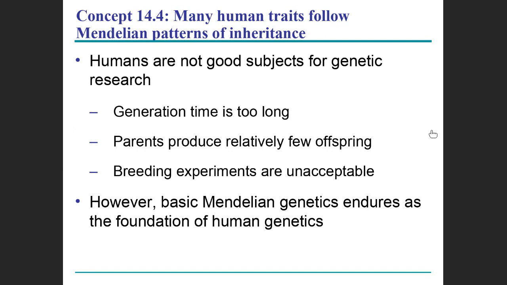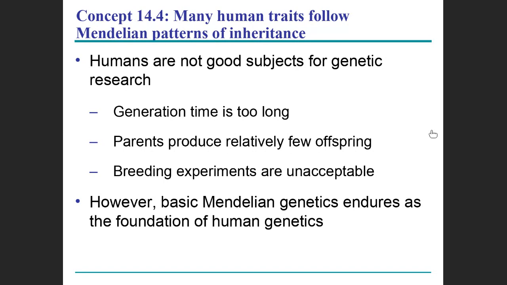Humans are not good subjects for genetic research, right? One, our generation time is too long. It takes too long to create a baby. It takes too long for that baby to reach sexual maturity and then have more offspring, right? Parents produce relatively few offspring. Most of the time you have one baby at a time, unless you take fertility drugs, but still, most humans do not have very many children.